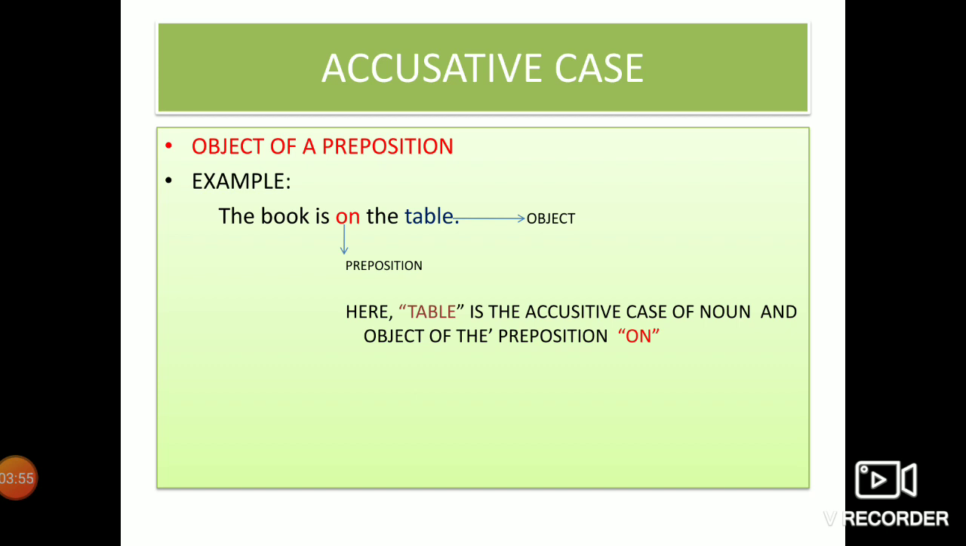Next is accusative case. When the object in a sentence is not the object of a verb but it's the object of a preposition, then that object will be known as the accusative case of a noun, and it will be the object of a preposition. Here is an example. The book is on the table. Table is an object of the preposition on.